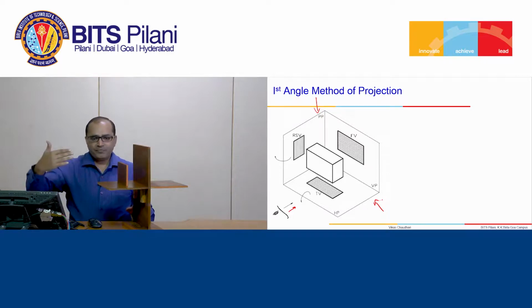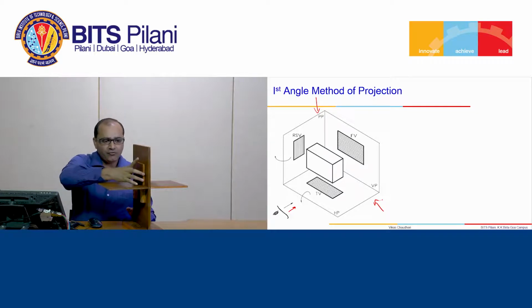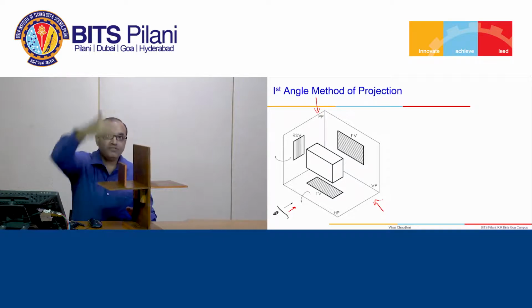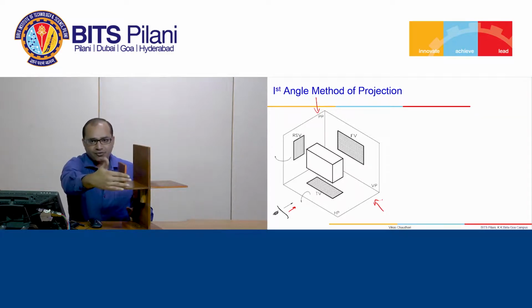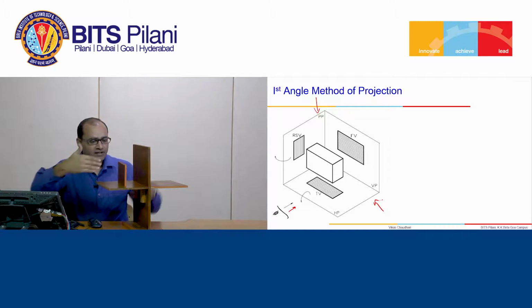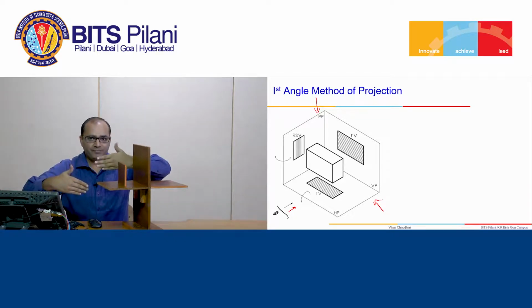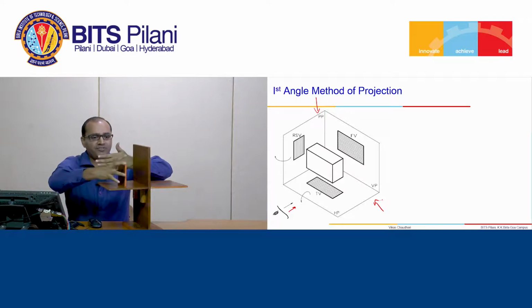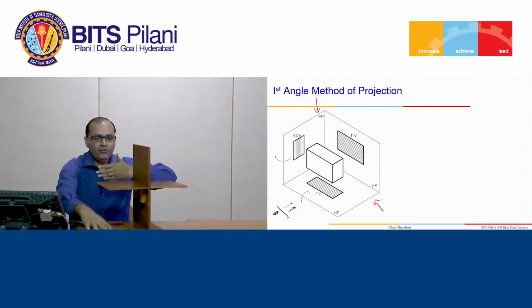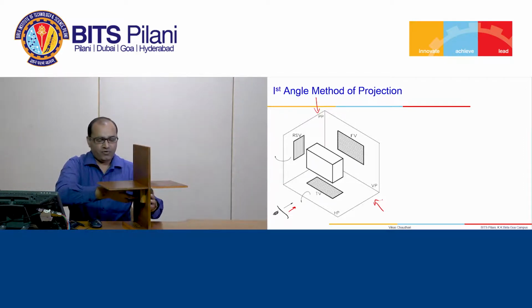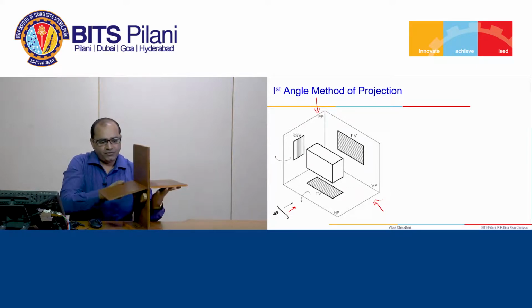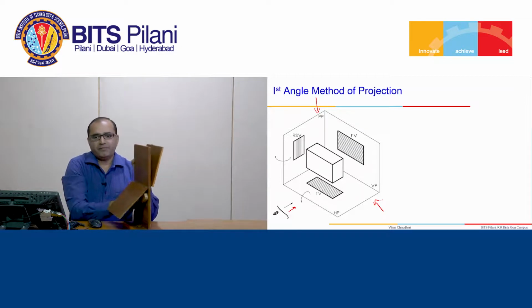So we have observer here, then front view will be projected on the vertical plane, then observer is here, top view will be projected on the horizontal plane, then right hand side view which is visible, suppose from your side, then profile plane will be somewhere here. Once these projections are plotted, then we need to rotate the horizontal plane. So horizontal plane is rotated such way that first quadrant will be open.